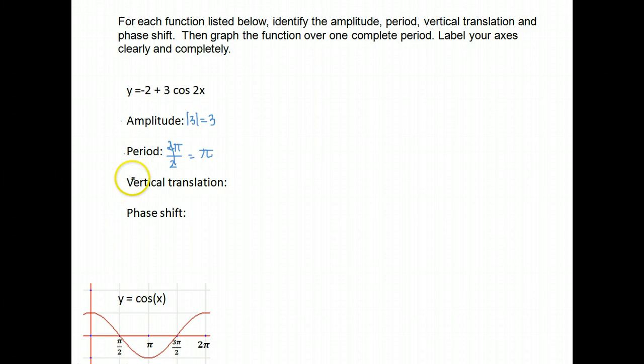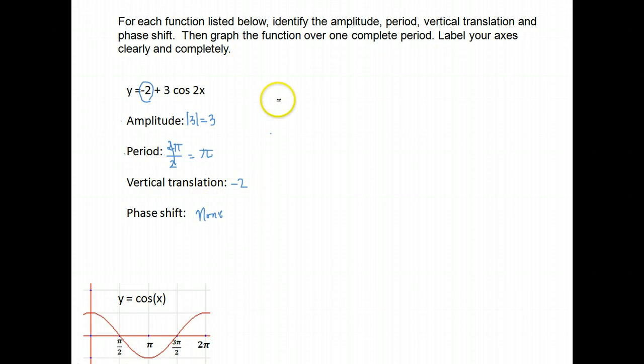Vertical translation happens when you have something added or subtracted from your entire function. And here we have a minus 2. So our vertical translation will be down 2. And there is no phase shift. Again, you would notice that if there was something added or subtracted with our x, but there's just not. So there's no phase shift.